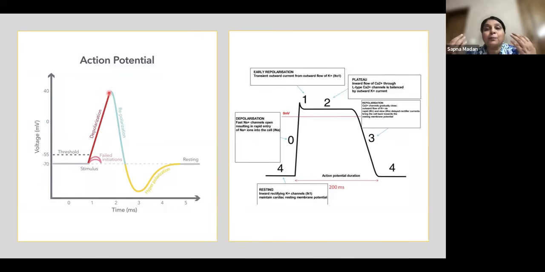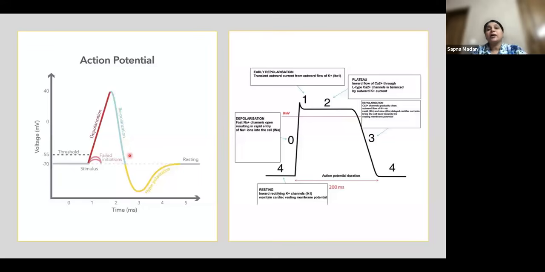Now we said that the potassium is intracellular. So once the voltage gated channels have opened up and there are a lot of positive ions within the cell, the potassium channels will open up and the potassium will go out, bringing back the membrane potential a little bit towards the negative side.